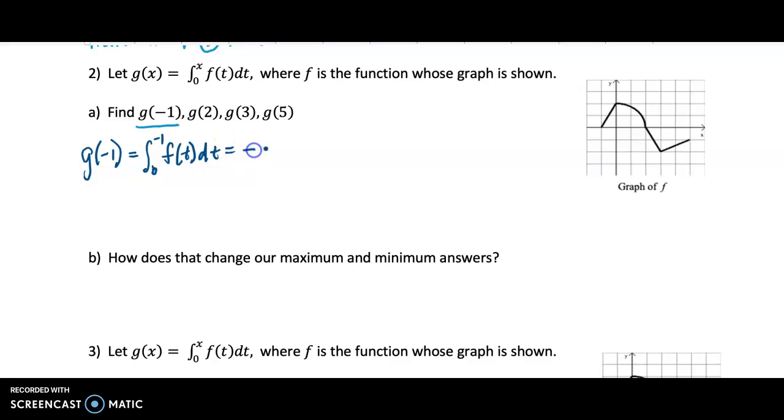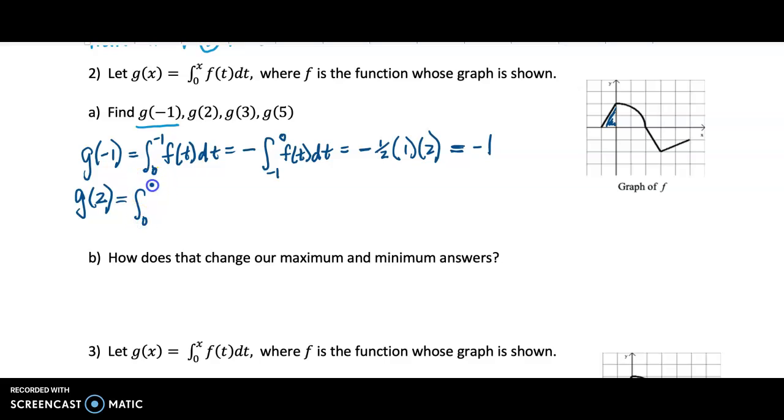How do we flip it? Well, we make it negative. We take the negative of the integral from -1 to 0 of f of t dt, which means we are going to take the negative of the area under the curve right here, which is going to be 1/2 times 1 times 2, so that gives us a -1. Okay, now that does not change our value of g of 2, because if you remember, g of 2 is going from 0 to 2.